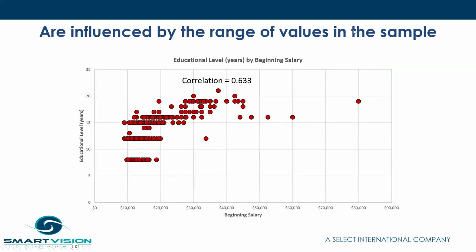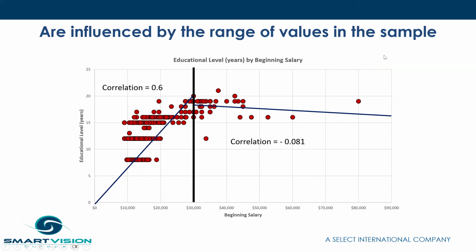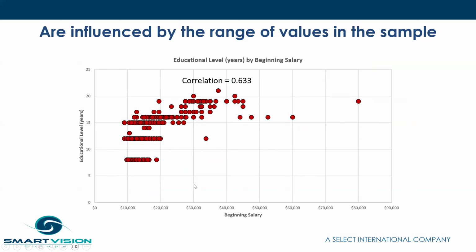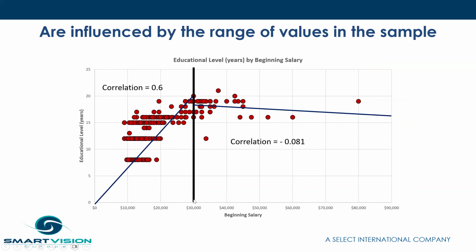Furthermore, correlations are influenced by the range of values in the sample. So, for example, you could take a sample and split it into two groups. You can say, what's the correlation between education level in years and beginning salary?